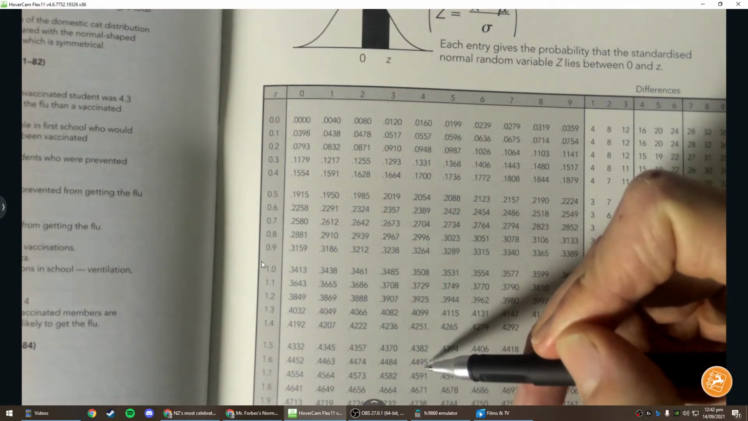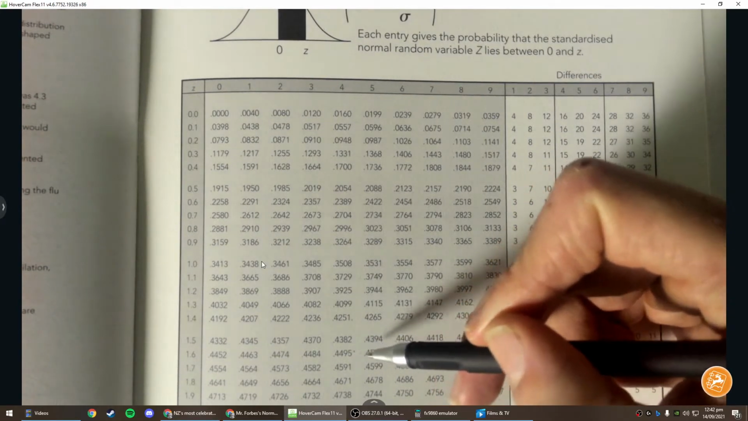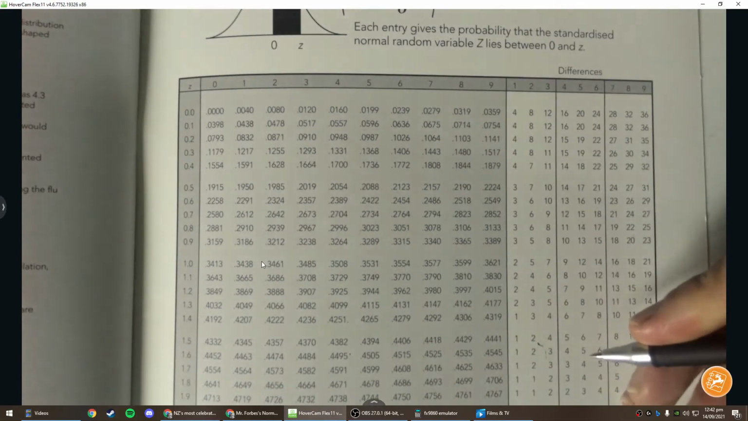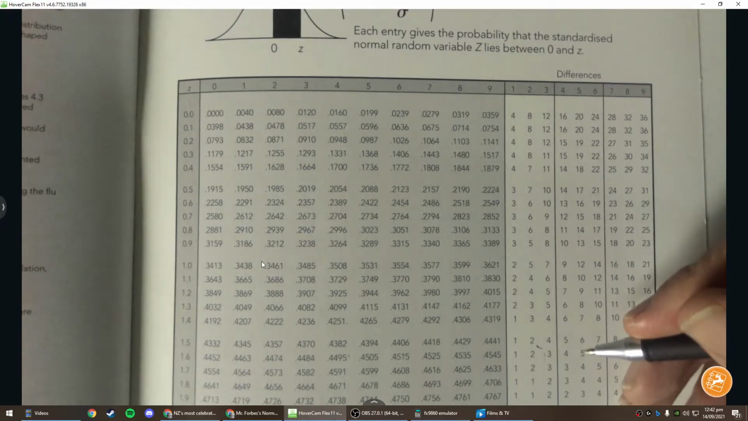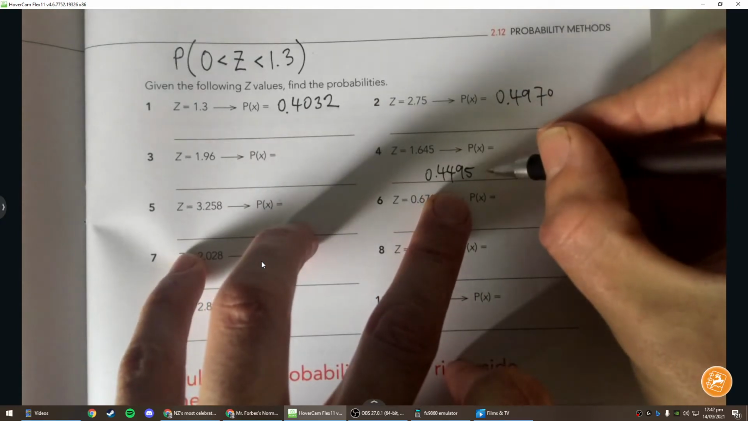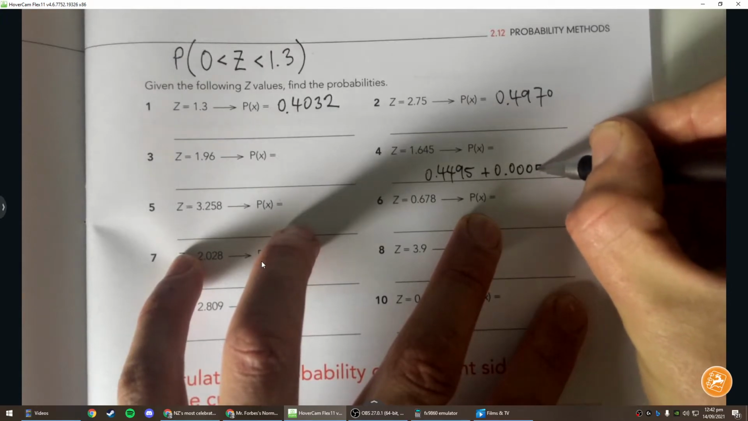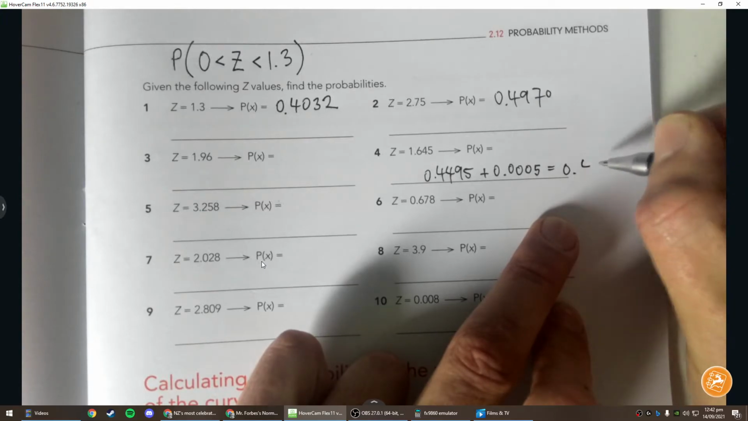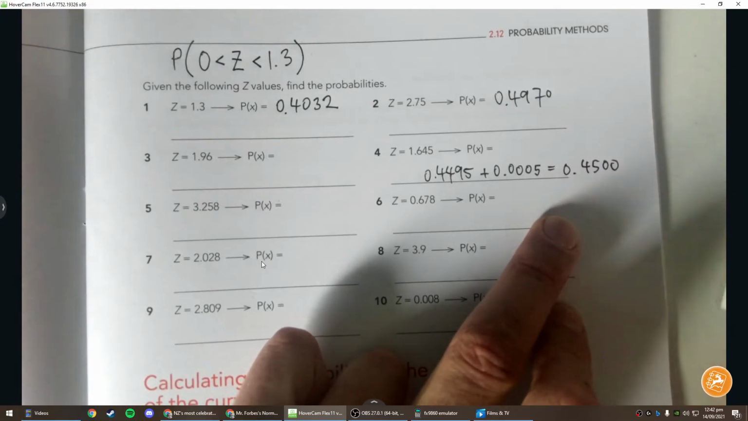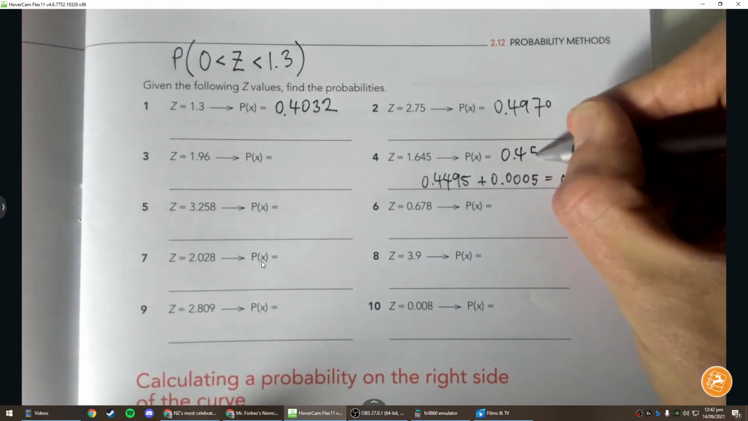1.64, double checking it, and then we have that little difference of 5. So we have to go to the differences column, across until we get to the difference of 5, and here it is. A difference of 5 means we have to add 5 on to that number. So it's 0.4495 plus 0.0005, which gets us to 0.4500. So the probability is 0.45.